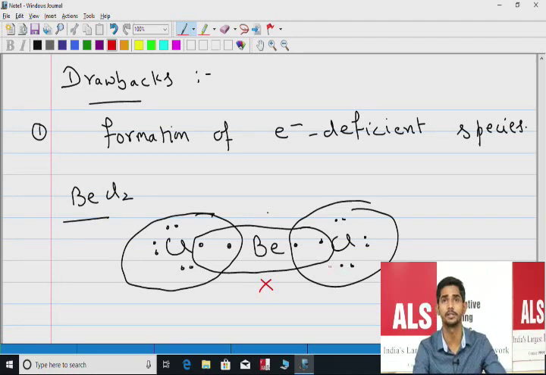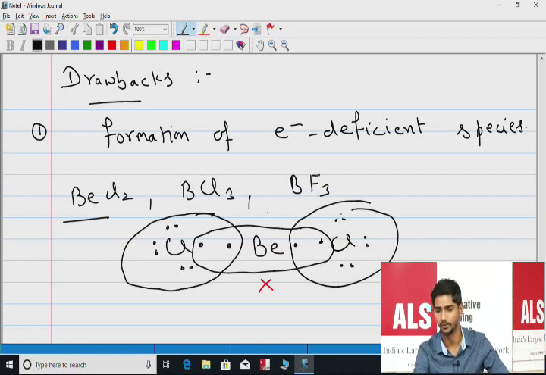So this is one of the drawbacks of the Lewis theory, where there are many known examples where the central atom doesn't complete its octet, but the compound still exists in nature. You can copy this one and confirm. You can say BCl3 is also an example, and BF3 is also an example. There are many examples available to us.